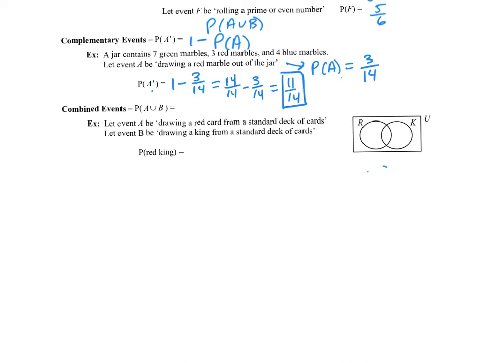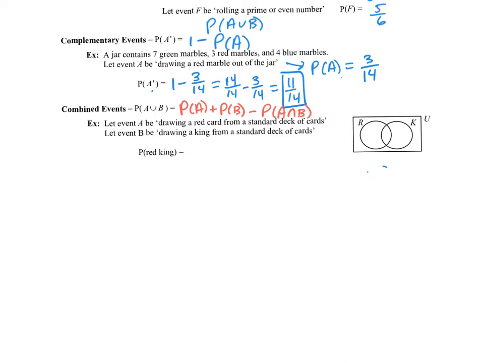Now let's look at some examples of combined events. The probability of A union B. To figure that out, we will find the probability of A plus the probability of B, but as we'll see in a second, we have to subtract the probability of both of those things happening at the same time, so we don't count events twice. That would be the probability of A intersect B.